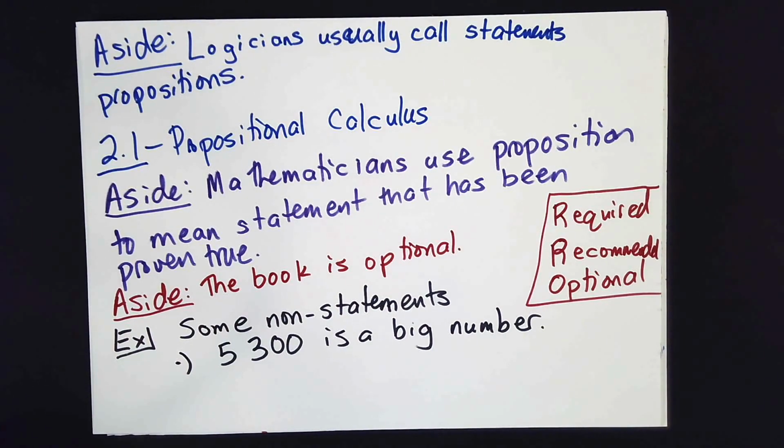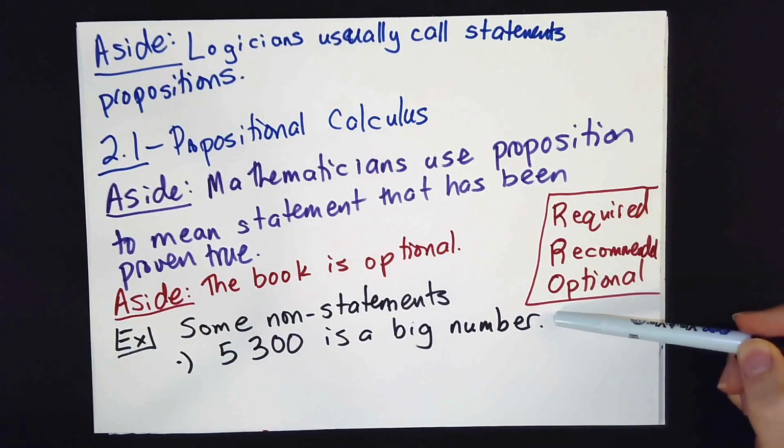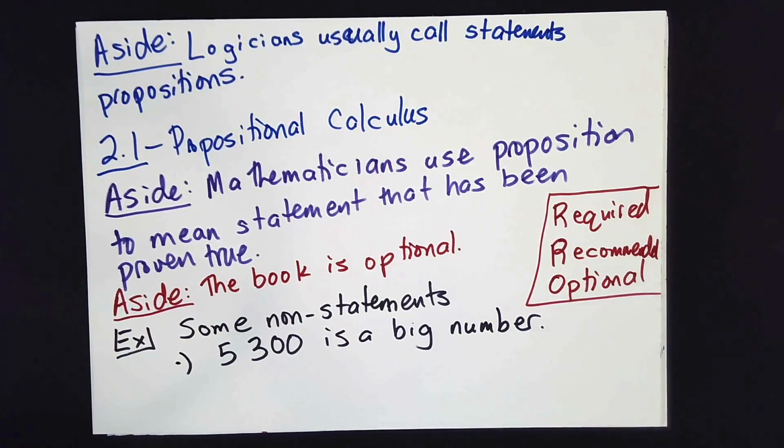Someone might think that 5,300 is a big number. We talked about a number that was on the order of 10 to the 50 millionth power last video. That was probably something that most people would agree is a big number. But again, there is no well-defined sense of what it means to be big. So this is not a statement because it's not unambiguously true or false.